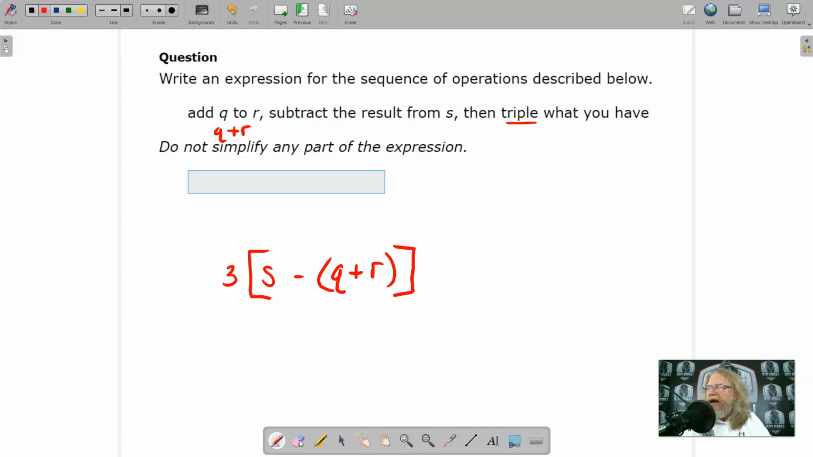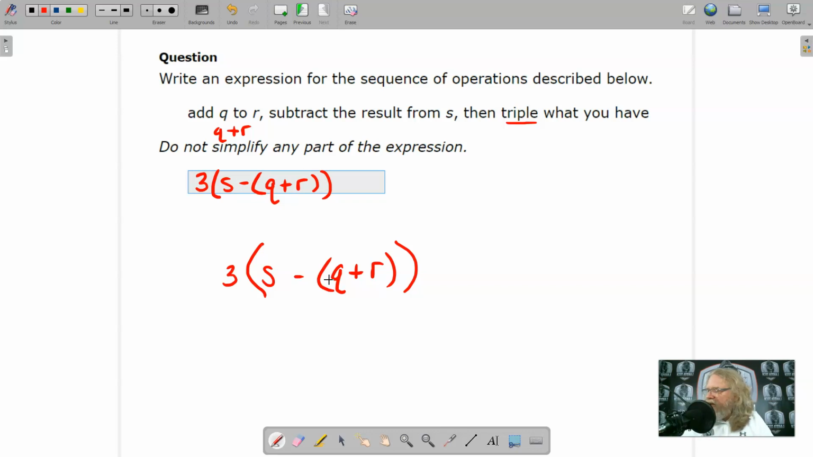Now I do know for a fact that IXL will allow you to use parentheses both times. So if you wanted to use parentheses outside of parentheses, you could do that as well. So for this one here, we type in 3, parenthesis, S, the minus sign, parenthesis, Q, plus, R, parenthesis, parenthesis. Don't forget that second parenthesis there to hold all of that in.